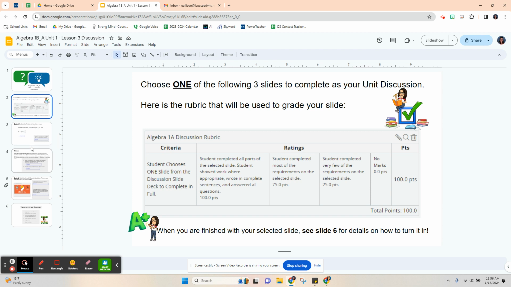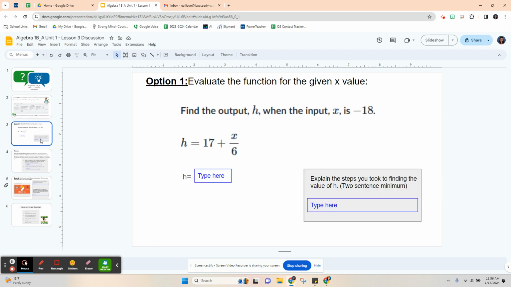Okay. So if we go into it, your first option is to evaluate this function. Every single one of these discussions is going to be a couple questions about the content that was in that unit, or kind of a growth mindset video just to talk about how our brains work. So for this first option, it is relating to a problem that was in one of your lessons. Okay. So evaluate the function for the given x value. Find the output h when the input x is negative 18. So I'm going to take this negative 18, I'm going to plug it in for x here, and then evaluate.